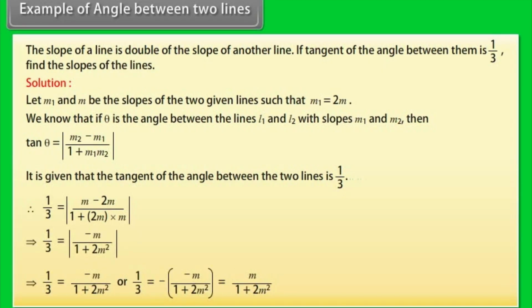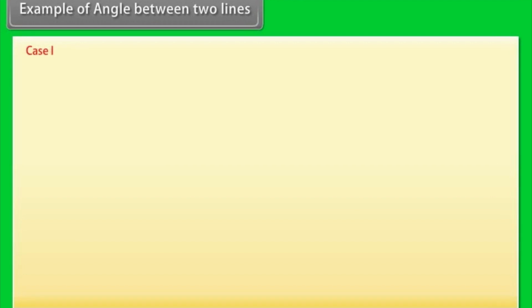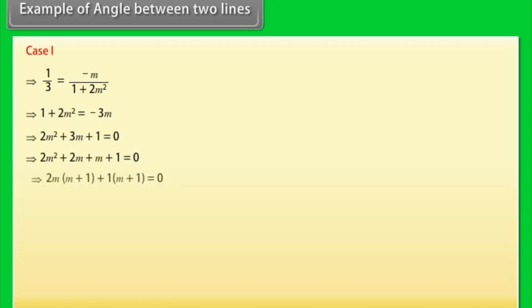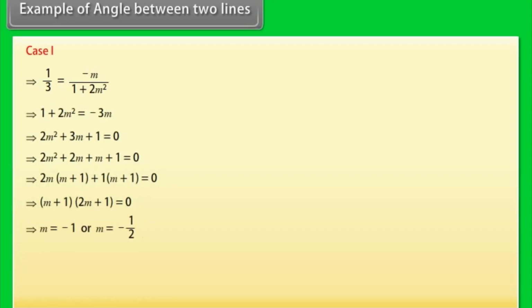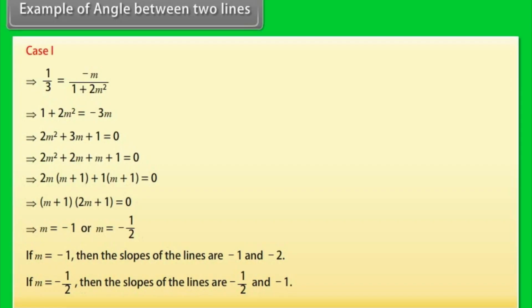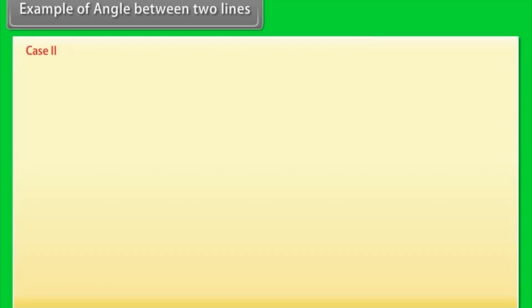On solving, we get the modulus of m divided by (1 plus 2m squared). Case 1. 1/3 is equal to minus m divided by (1 plus 2m squared). On solving, we get m is equal to -1 or m is equal to -1/2. If m is equal to -1, then the slopes of the lines are -1 and -2. If m is equal to -1/2, then the slopes of the lines are -1/2 and -1.